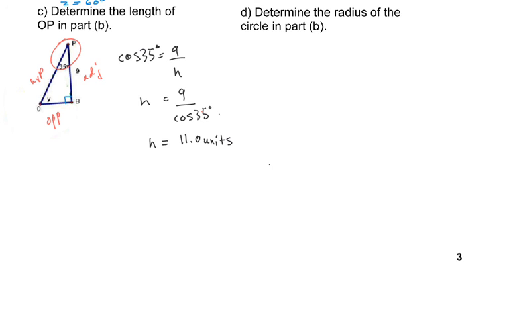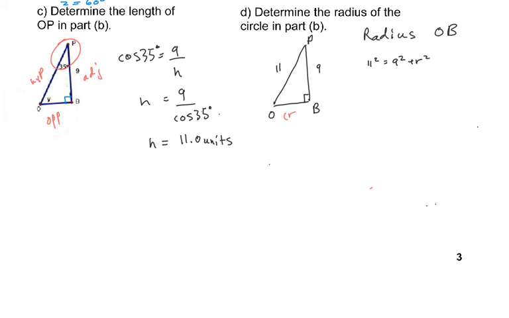So what we'll do is quickly draw the triangle again, since we have all the information we need. We have 9, we have 11 here, and here's P, here's B, and here is O. The radius of the circle is going to be OB. Now, we have a right triangle. Let's just use Pythagorean theorem. We'll also label this bottom portion R so we can calculate it.